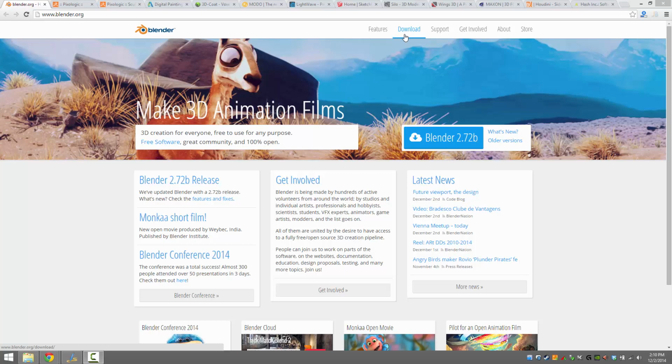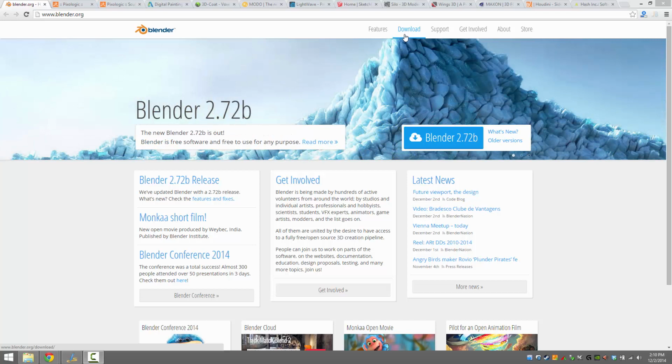So once again, to summarize: Max is only Windows, Maya is Windows and Mac OS, and then Blender is anything and everything except for iOS for some reason, or Android. So those are the big four.